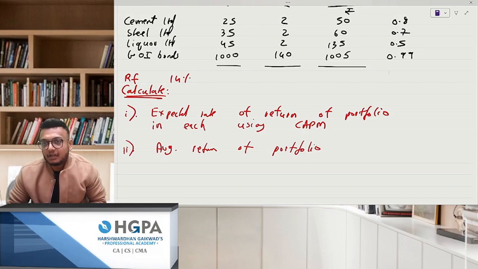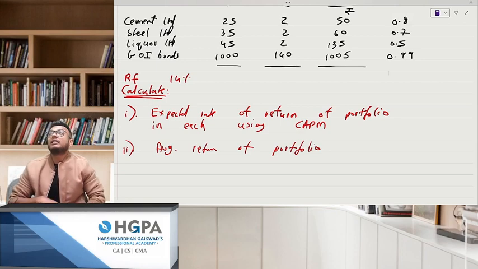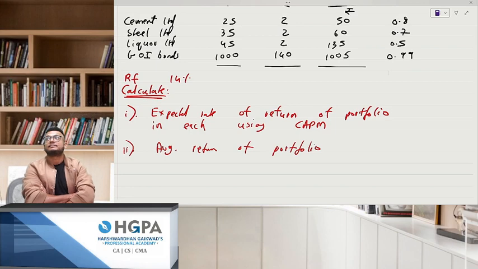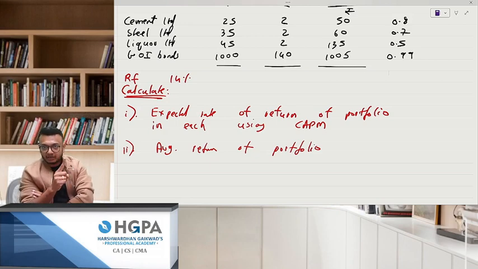Therefore, the market return of the portfolio will be as follows. Then you will write down the formula. Total dividend plus total price at the end minus total price at the beginning, divided by total price at the beginning. Write it down.